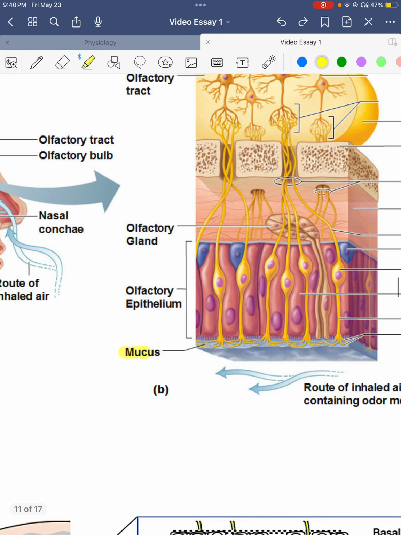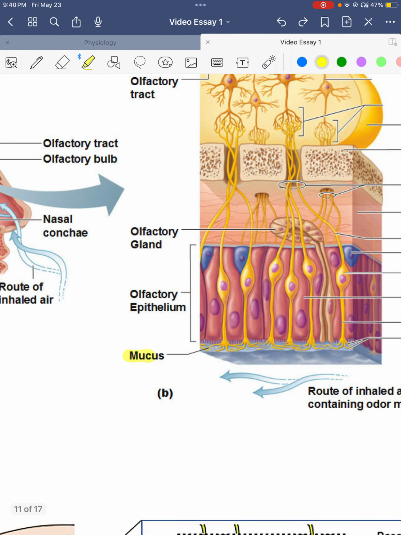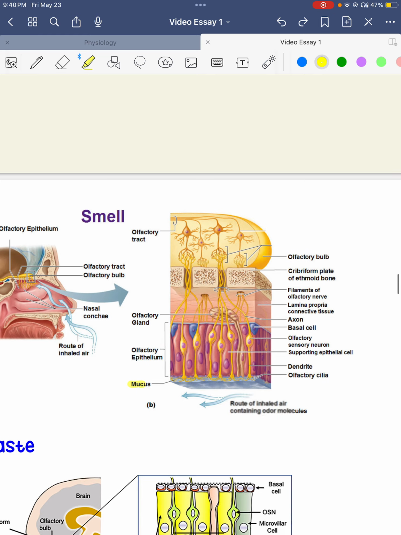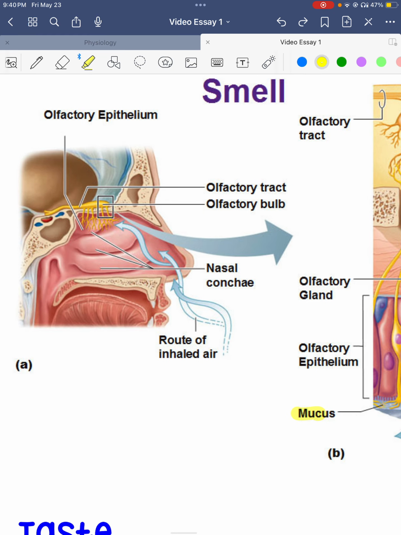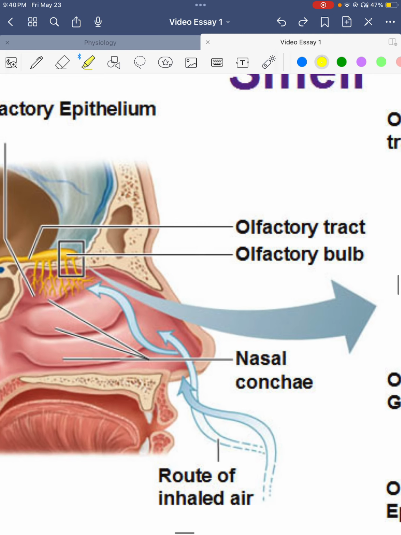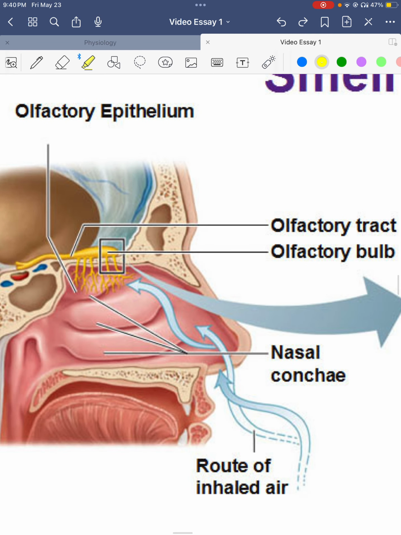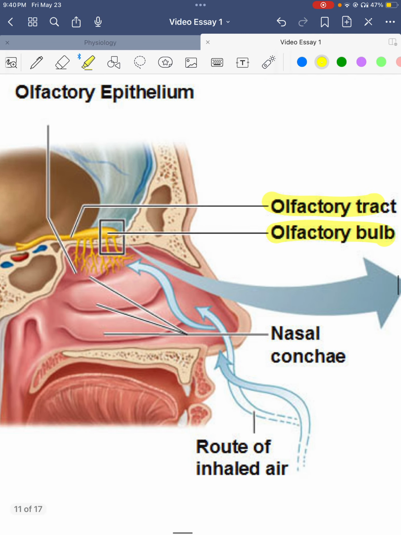Hello, this is my video essay, and we're going to start by talking about smell. So here is our nose, and in our nose we have the olfactory tract and the olfactory bulb.